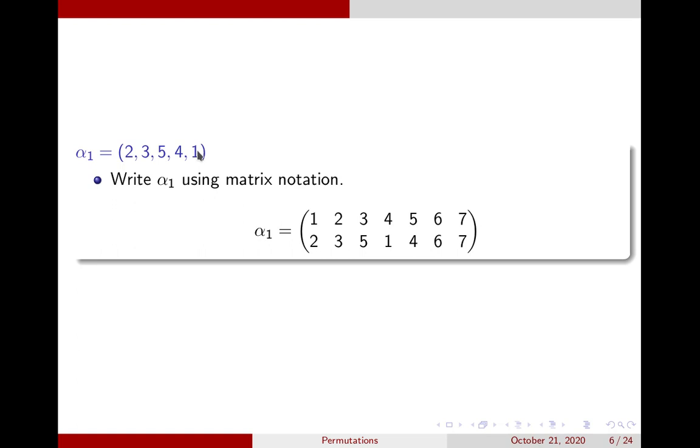Right, the last number in the cycle is sent to the first. Alpha of 1 is 2. Alpha of 2 is 3. Alpha of 3 is 5. And so on, as we noted in the last slide. And because 6 and 7 do not appear as numbers in the cycle notation, 6 is sent to 6 and 7 is sent to itself also.